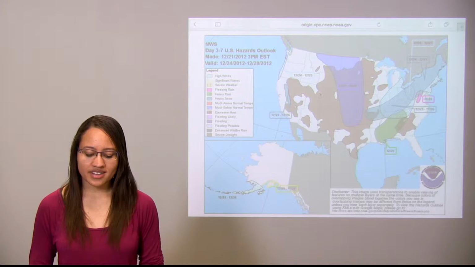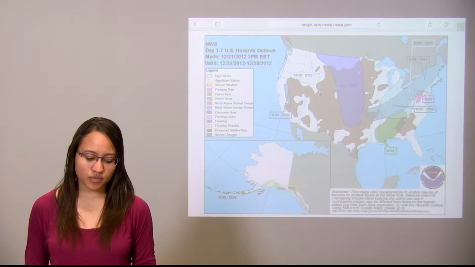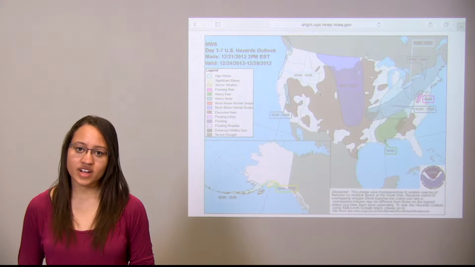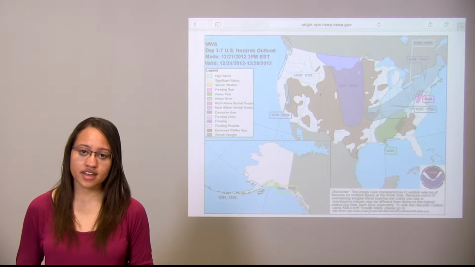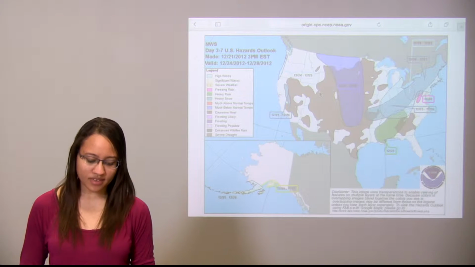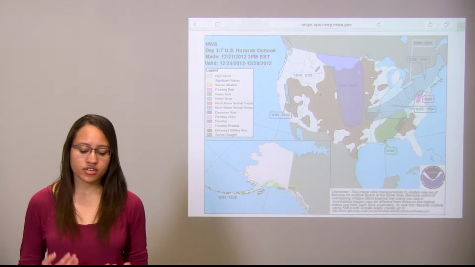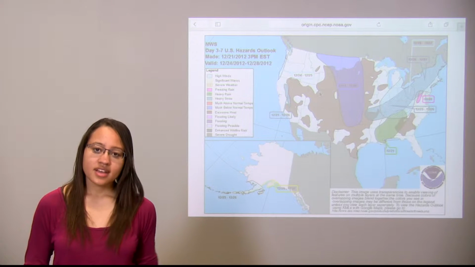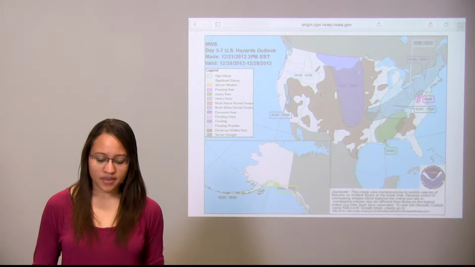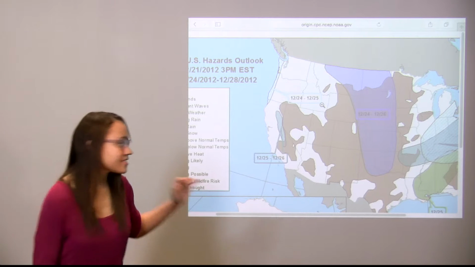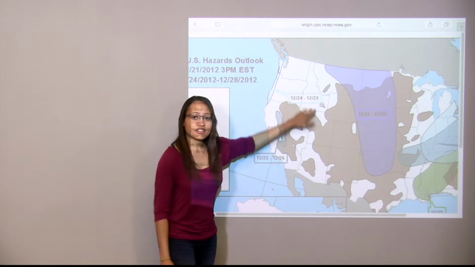This outlook also indicates excessive heat, which is typically defined as a temperature over 100 degrees Fahrenheit for at least 2 consecutive days and an overnight low above 75 degrees Fahrenheit. However, those temperature thresholds do vary depending on the region of the United States. Each hazard has its own color, and when a hazard is present on the map, it is accompanied by the date or dates that it is expected to occur.